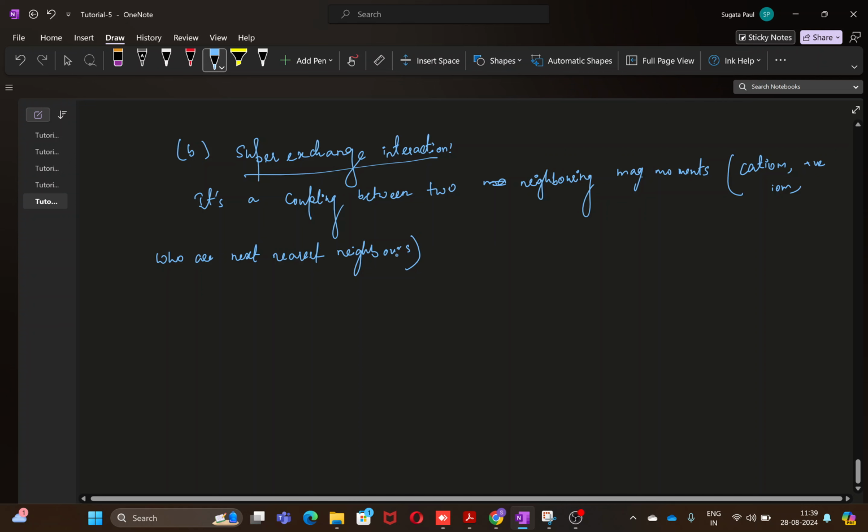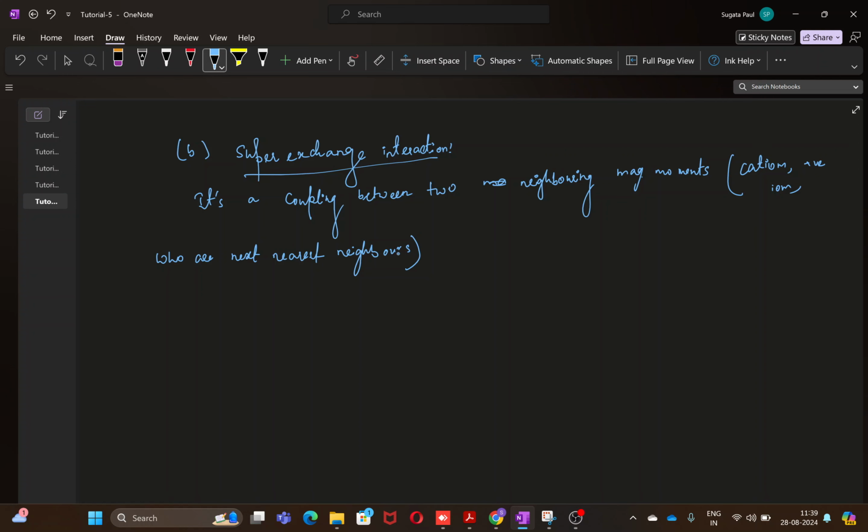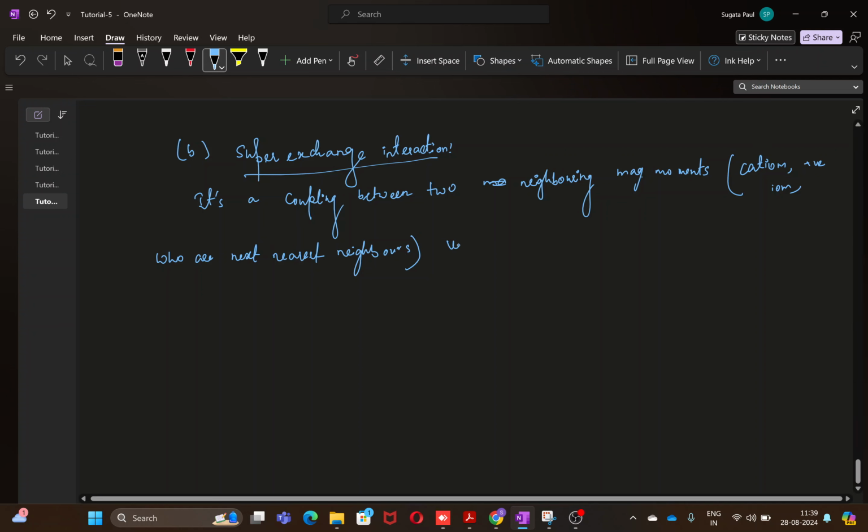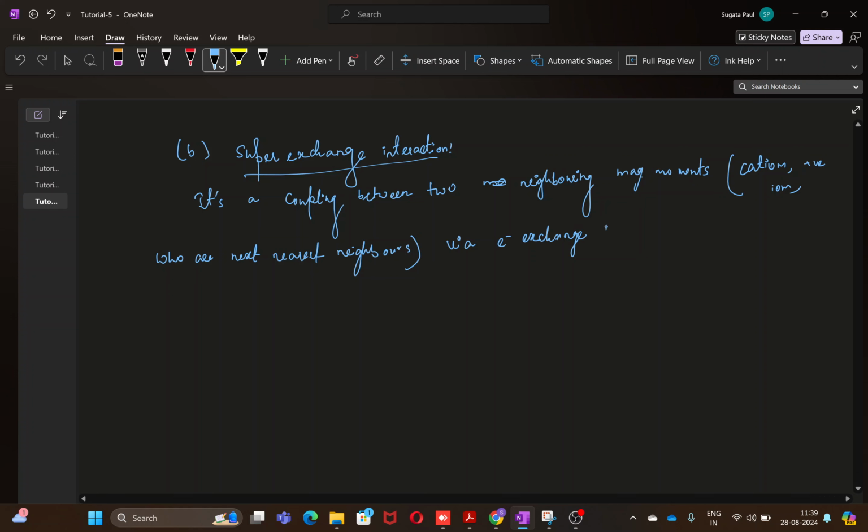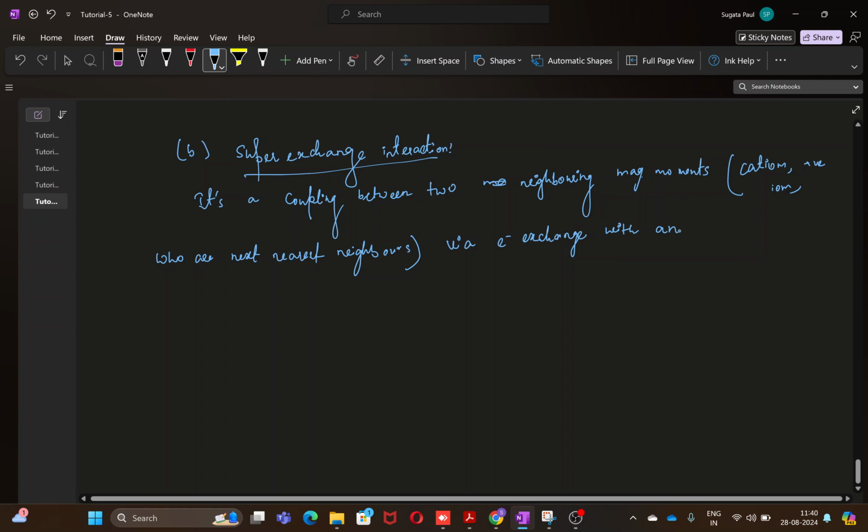Coupling between the neighboring magnetic moments, which are cations and next nearest neighbors to each other, happens via electronic charge exchange with an intermediate non-magnetic, and this is important, the coupling happens between two magnetic moments, but it happens via an intermediate non-magnetic anion or negative ion. And because it happens via this non-magnetic anion, it is termed the exchange center for the super exchange interaction.